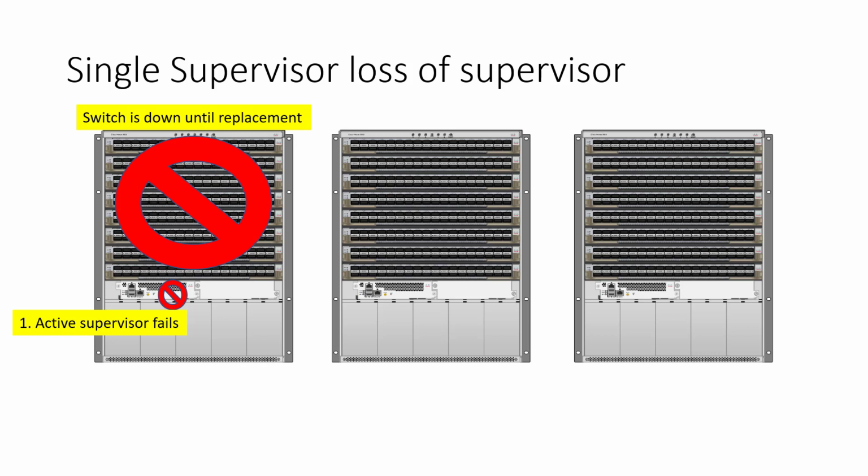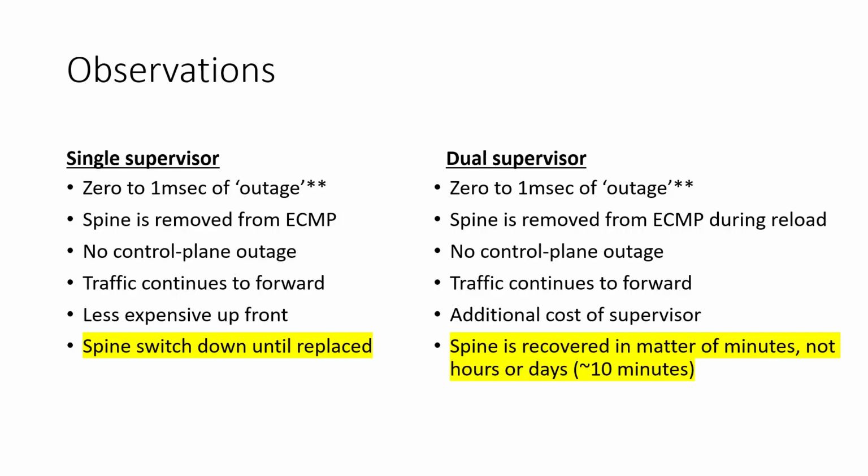So you will see exactly the same thing, less than a millisecond if you see anything at all upon failure. The difference here is that it's down until you place that supervisor back in, or you replace it because it failed. Okay, therein lies your difference. Now let's take a look at the observations that we've seen, both what I've seen in testing internally and what we've observed here at a very high level in this very quick demonstration.